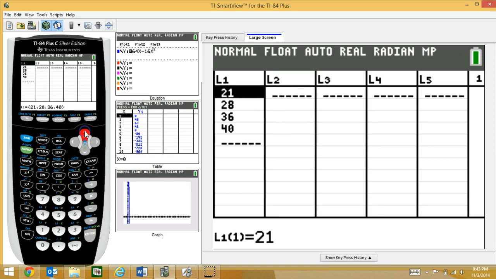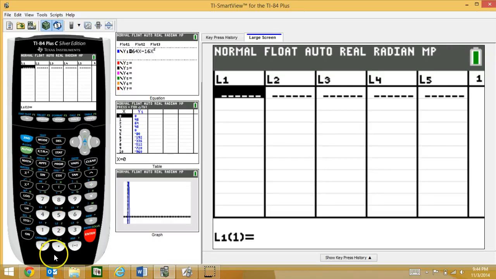And then you do the same thing for list 1. Hit clear, enter. Make sure you don't hit delete when the list 1 and list 2 are highlighted. That'll get rid of the heading as well, and you don't want that to happen. So make sure you use clear and enter.